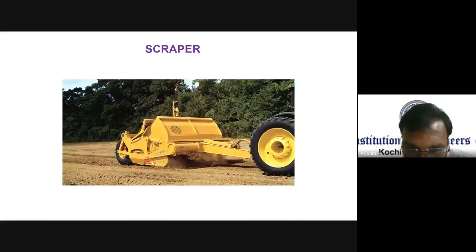This is how the scraper looks. The equipment is being manufactured by a company called John Deere, JD for short. This is the equipment which is being used for digging activities and also for construction activities. You can use this for the construction of roads. See how smoothly you can use this.